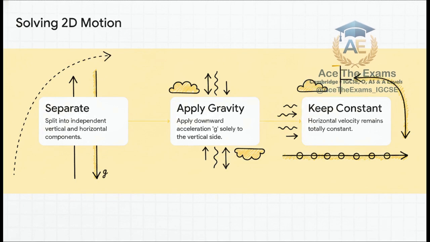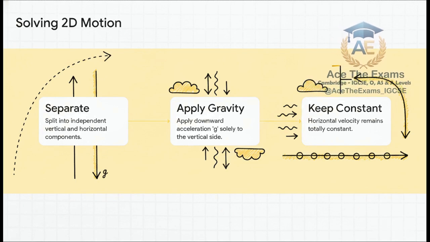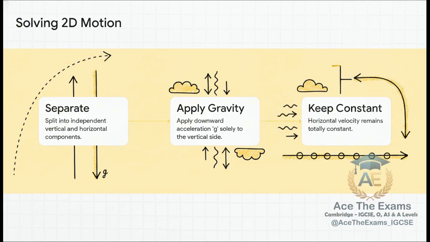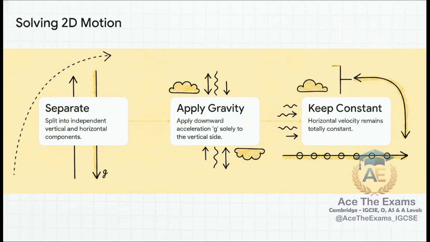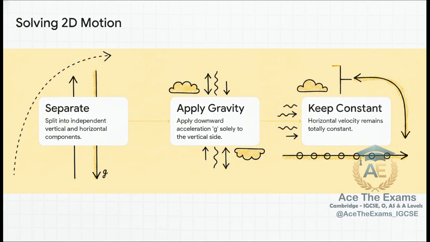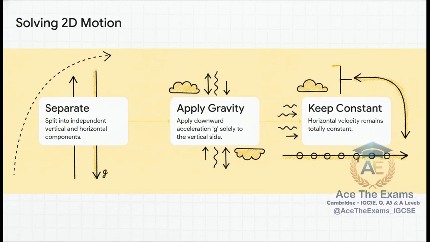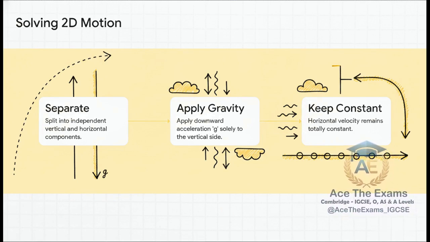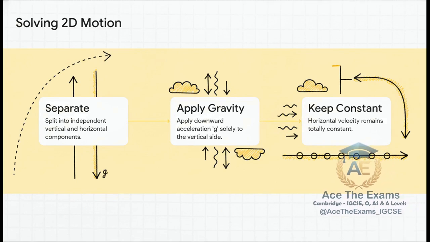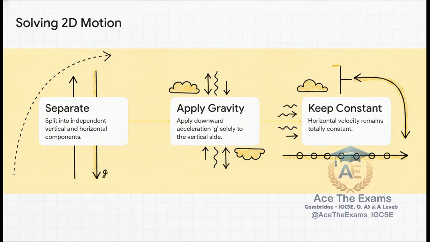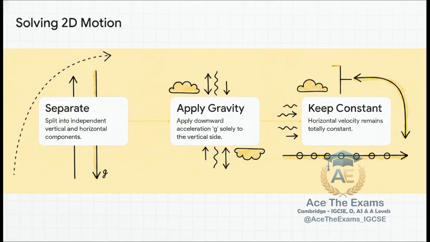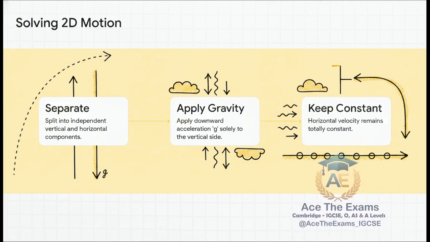They are totally independent. You just split the initial launch velocity into a horizontal x component and a vertical y component. You apply gravity strictly to the vertical side to figure out how high the object goes and how long it hangs in the air. Meanwhile, because gravity only pulls straight down, there is no force accelerating the object horizontally, which means the horizontal speed stays completely constant for the entire flight.